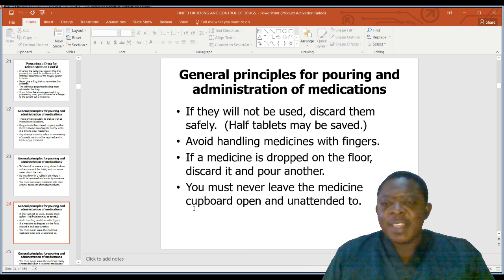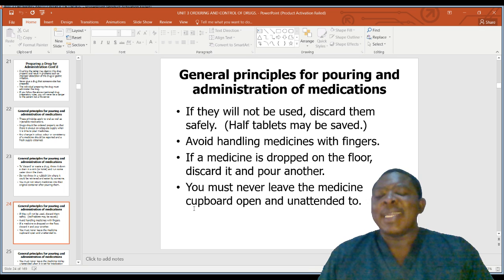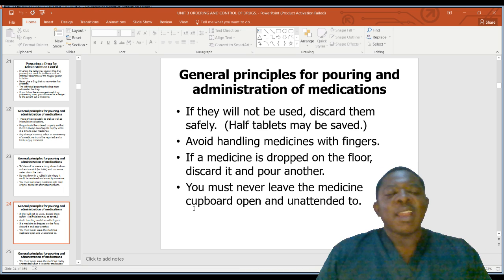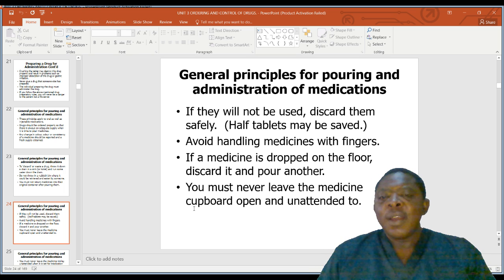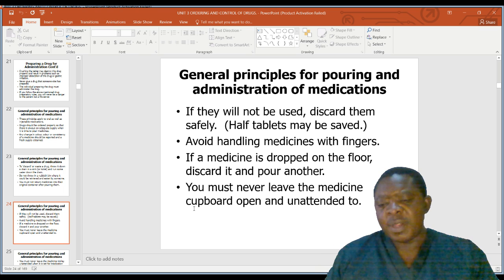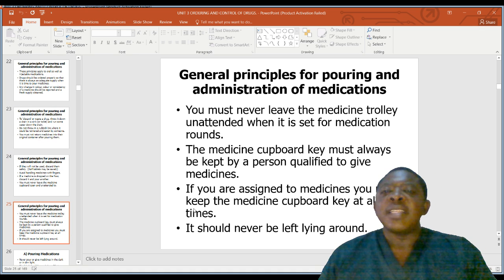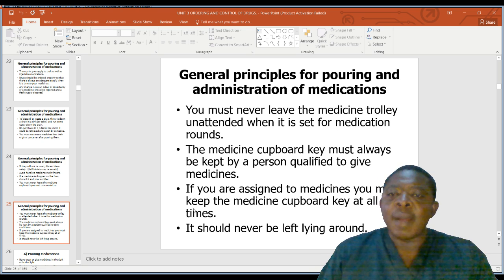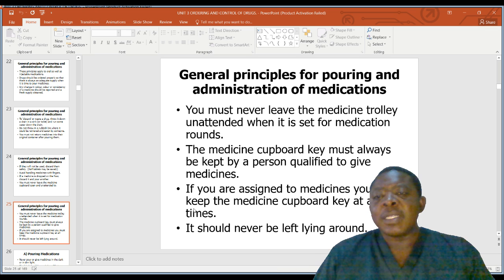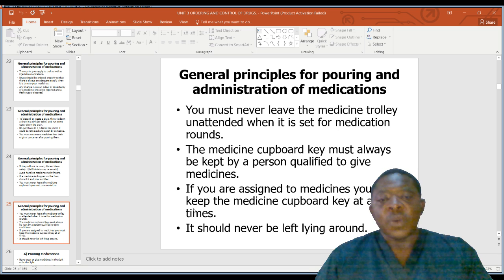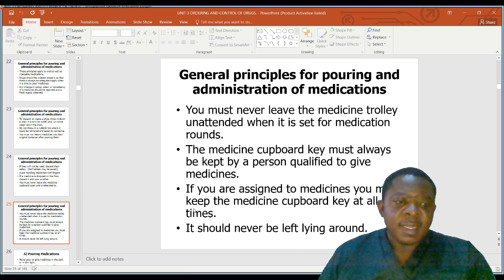You must never leave the medicine cupboard open and unattended. If you leave it open, any person can grab a drug and you might lose a drug from there. You don't want pilfering to happen. You must never leave the medicine trolley unattended when it is set for medication rounds. The medicine cupboard key must always be kept by a person qualified to give medicine. If you are assigned to medicines, you must keep the key at all times. It should never be left lying around.